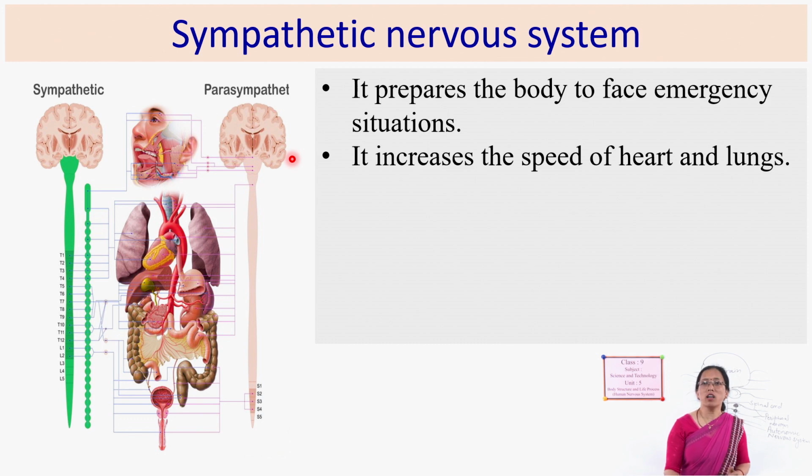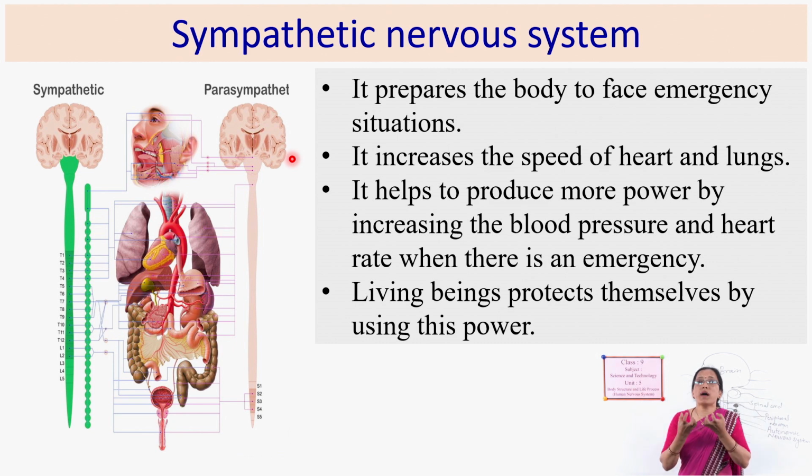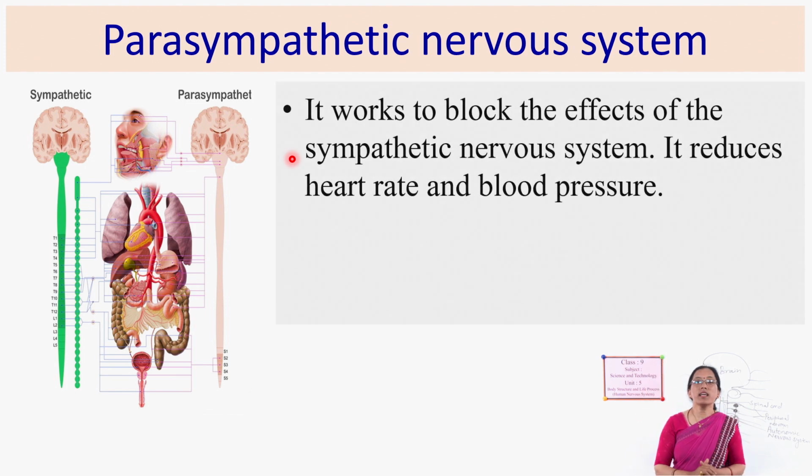The function of the heart and lungs increases. It increases the power of our different organs and protects us from different emergency situations. This is the sympathetic nervous system. Next is the parasympathetic nervous system. What does it do? As I already discussed, it controls the action of the sympathetic nervous system: the sympathetic brings up, and the parasympathetic brings down. In this way it controls the heartbeat and the blood pressure and brings them to normal.